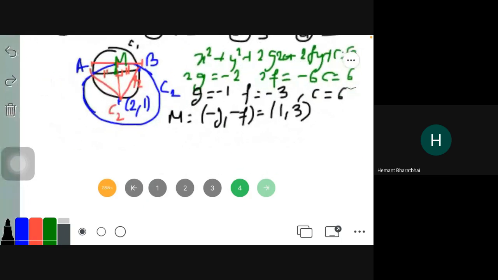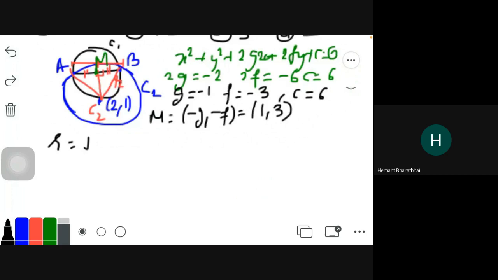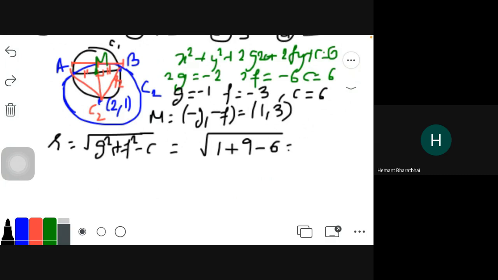We also know the formula to find the radius. Radius is the square root of g square plus f square minus c. So g square will be 1 square, that is 1, plus f square, 3 square, that is 9, minus c, so minus 6. So 9 plus 1 is 10, 10 minus 6 is 4. The square root of 4 gives me 2. So I have got the radius of the first circle as 2. This, BM, which is equal to AM, is 2 units.